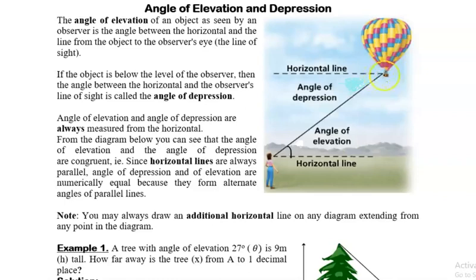Now, if someone was in the hot air balloon and looking downwards at this person here, you would have a horizontal line here, and the angle in between is the angle of depression because they're looking downwards. What you need to remember is that this line and this line are perfectly horizontal, so they're parallel. So whatever angle you have here is going to be exactly the same as the angle here, because these two are alternate angles.